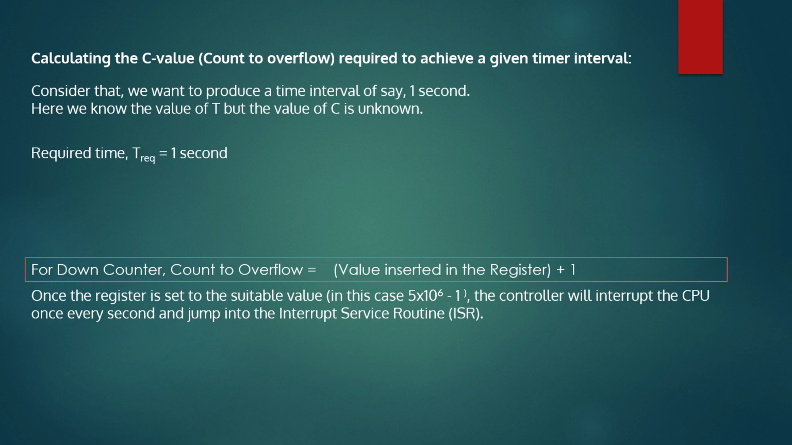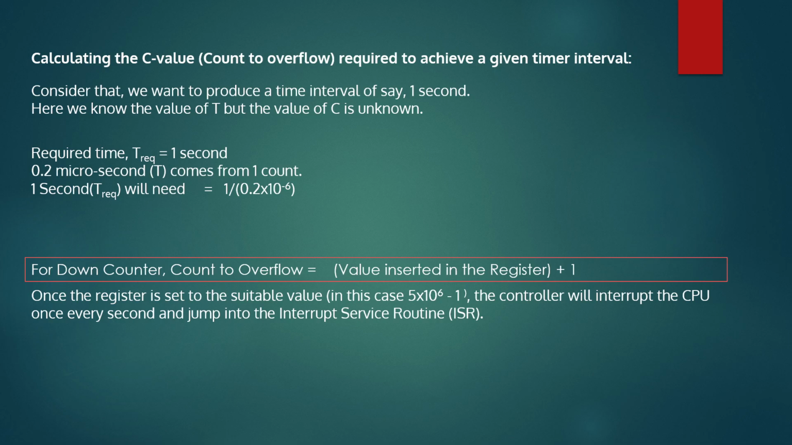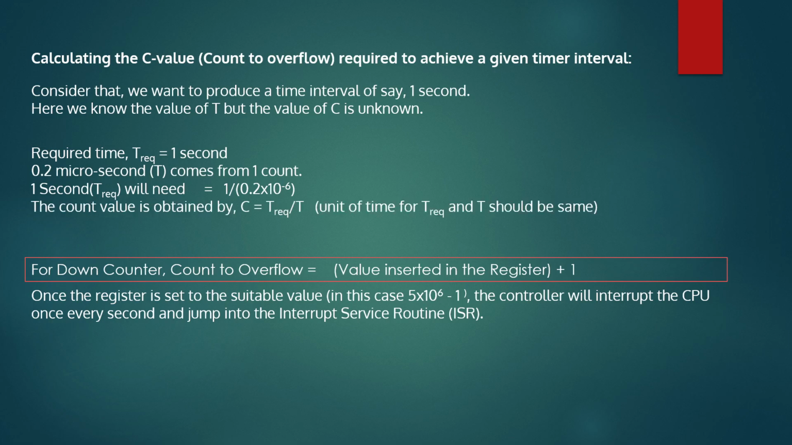Required time delay is equal to 1 second. 0.2 microsecond comes from how many counts? One count, right? 0.2 microsecond comes from one count. Then 1 second will come from how many counts? Then 1 second will need 1 divided by 0.2 into 10 to the power minus 6. Okay, the units should be the same. The count value is obtained.